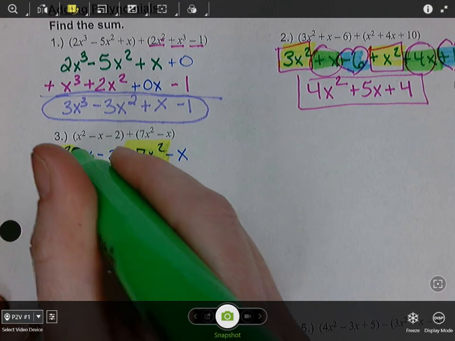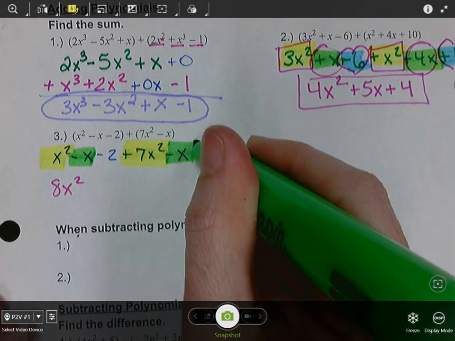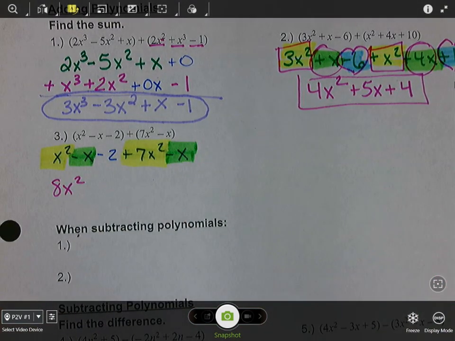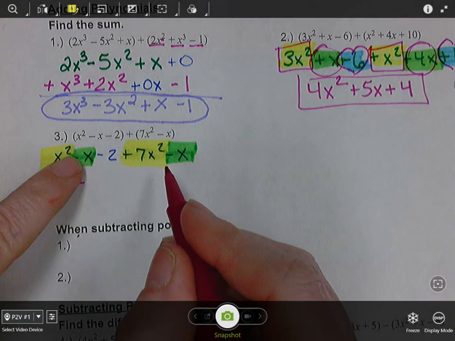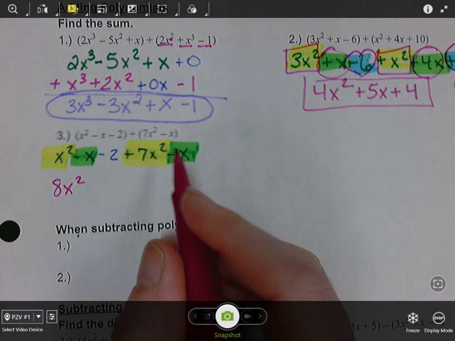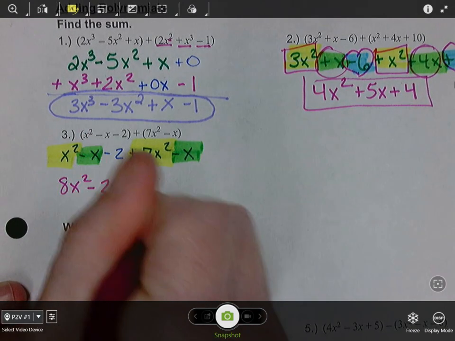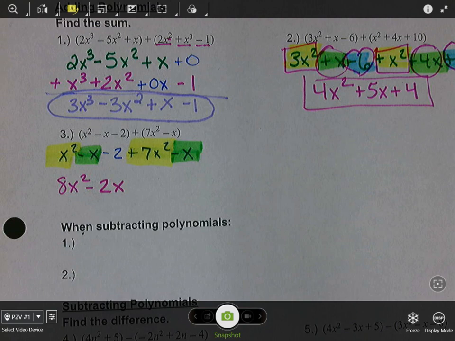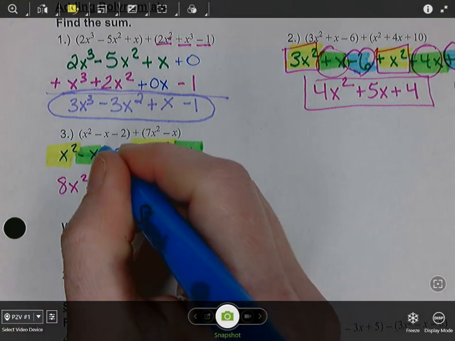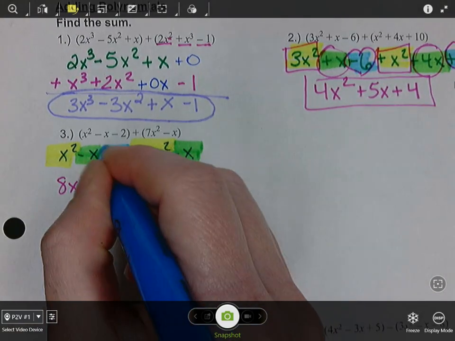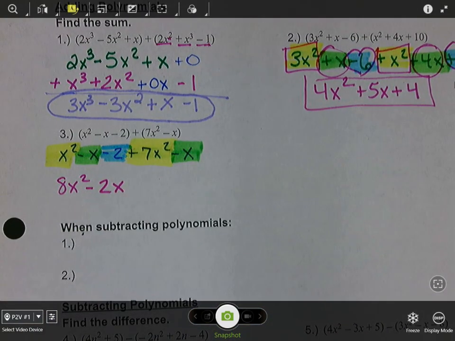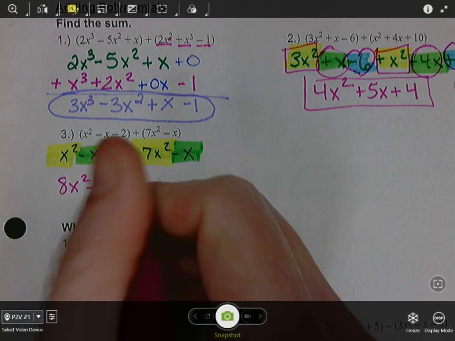Yeah, the negative x and the negative x. What's negative x plus negative x? Yeah, negative 2. This would be negative 1 plus negative 1. Negative 1 plus negative 1 is negative 2, so that would be negative 2x. And then the last one would be my constant. And here's a blue. And so my constant, I just have one of those, which is negative 2. So all you got to do is bring down your negative 2.